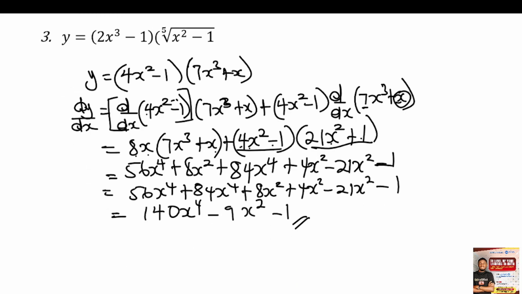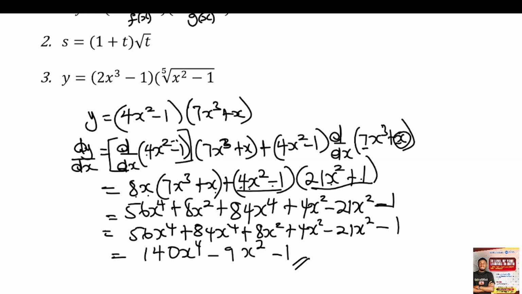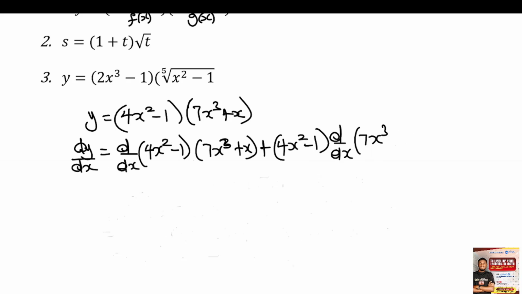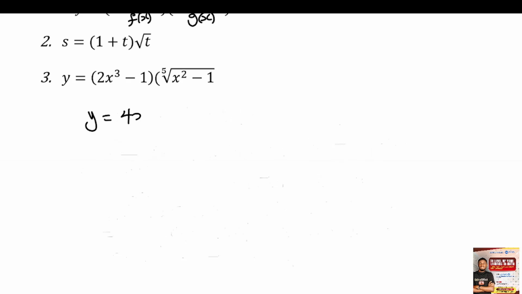Now with the second function, okay, so now let me clear this. Differentiate the second one too and see the result as well. Okay, so in our second question, we have our function s equals 1 plus t times root t. Okay, so this function is a function of t. So our ds differentiates s with respect to t.